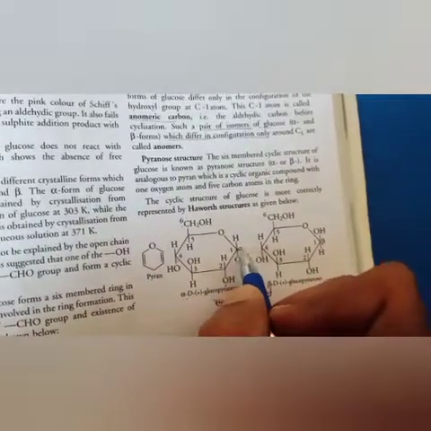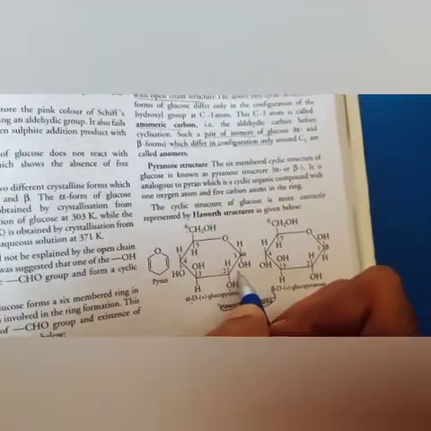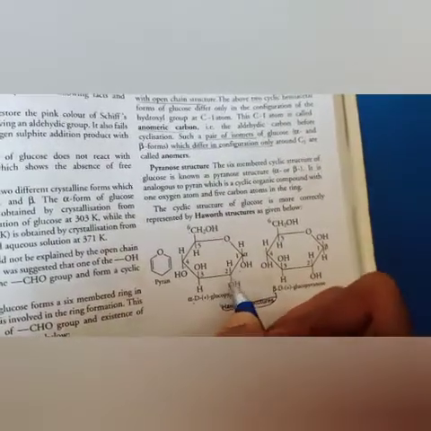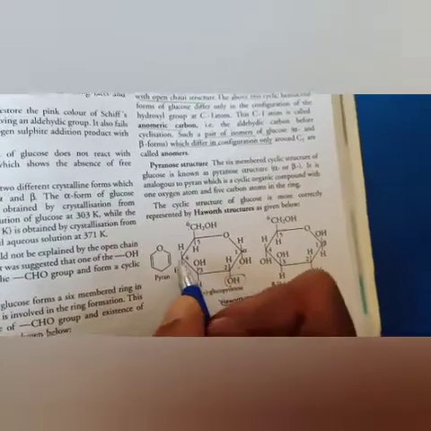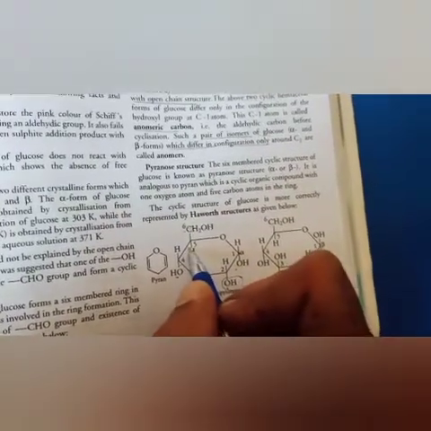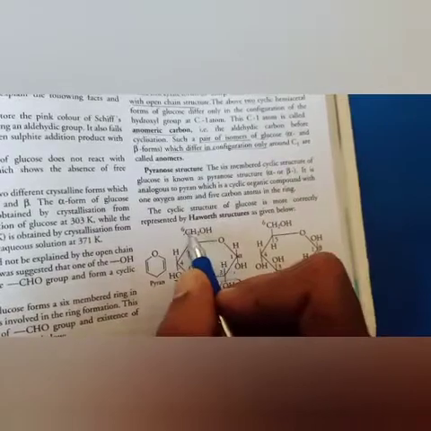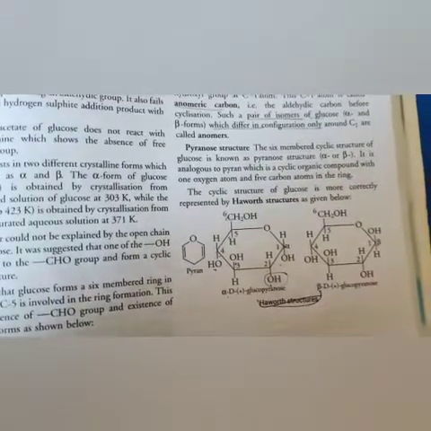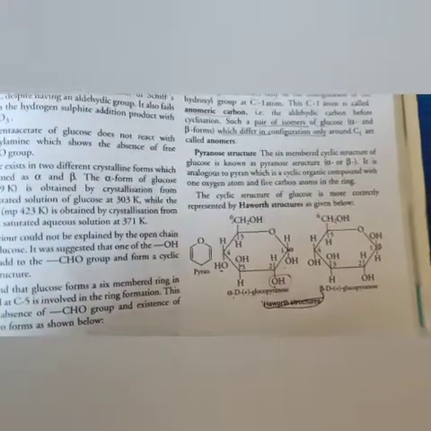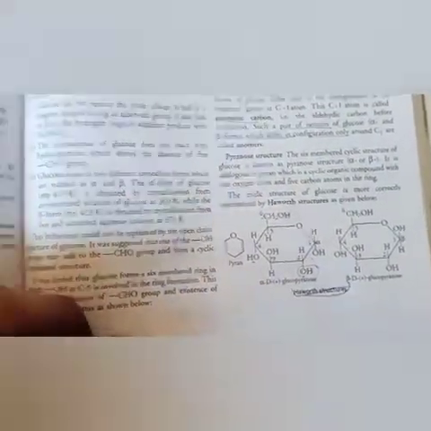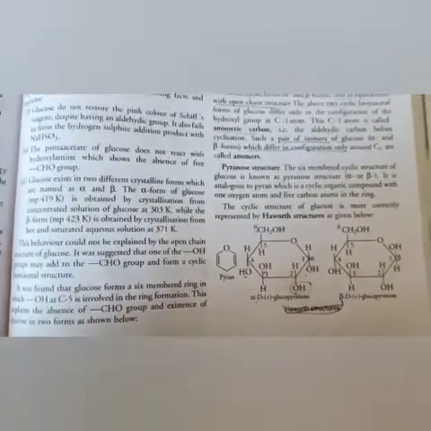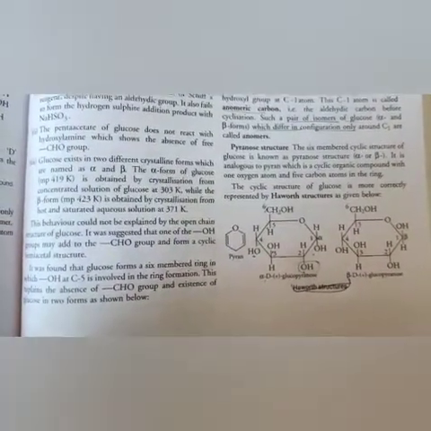CHOH, and the second has the OH on the right side, then the third has the OH on the left side, the fourth has the OH down, and the fifth has CH2OH on the top. Okay, so take a screenshot and try to practice this structure. Now I am going to share one more video, an animated video related to the structure of glucose. Maybe from that video the structure of glucose will be clear. So practice the structure of glucose.